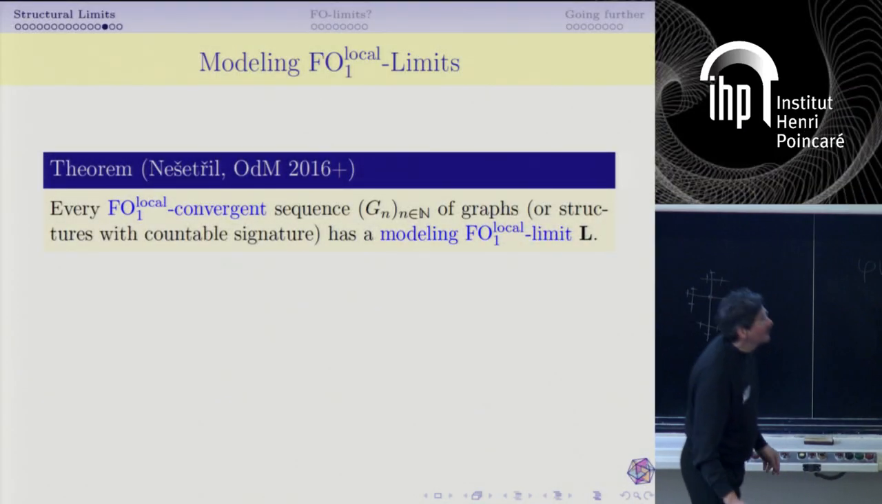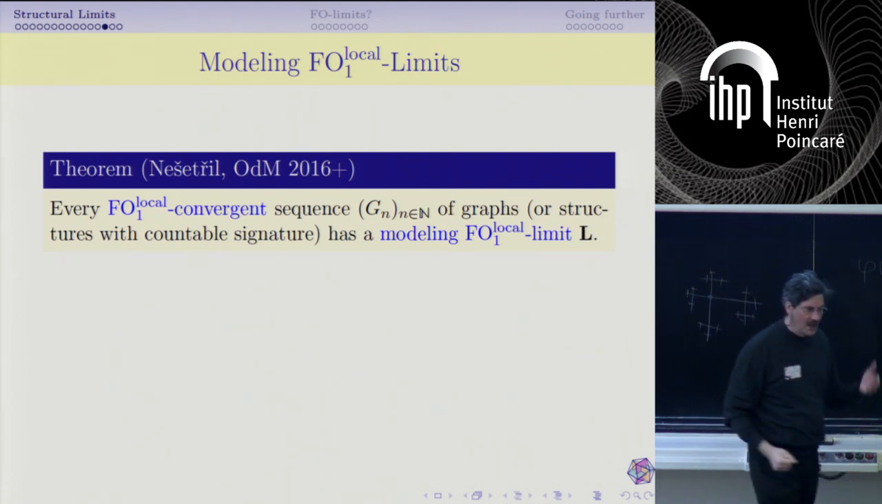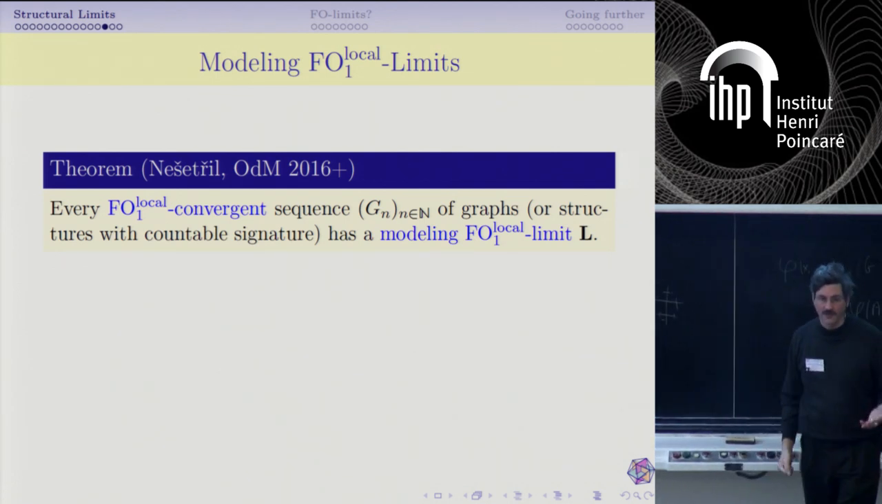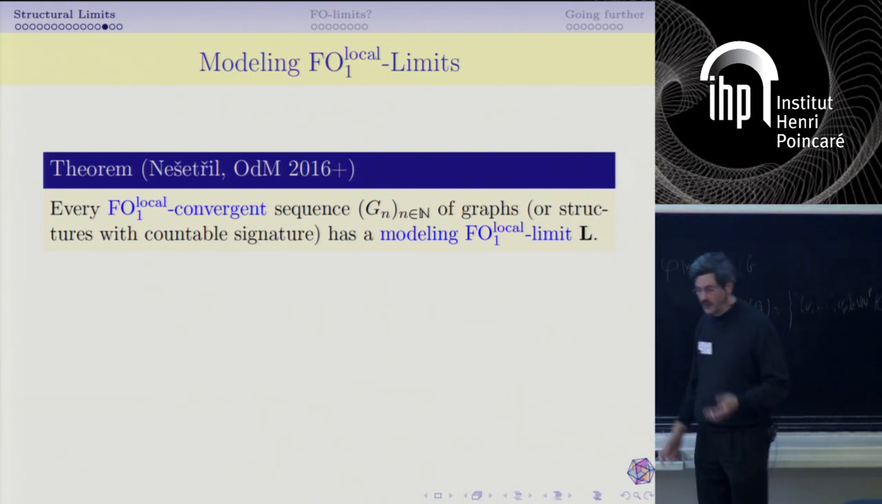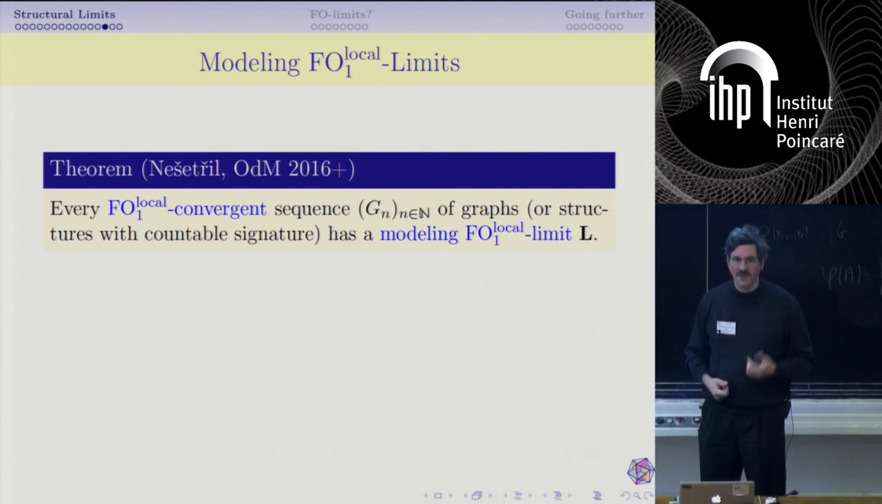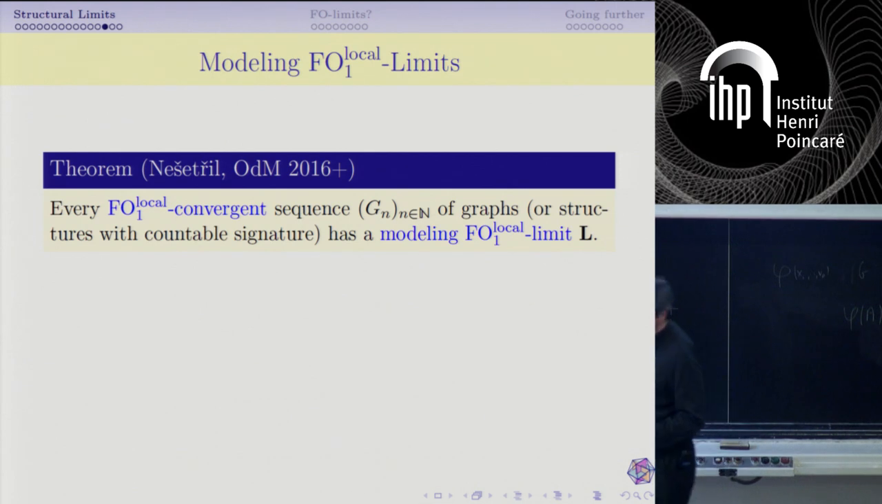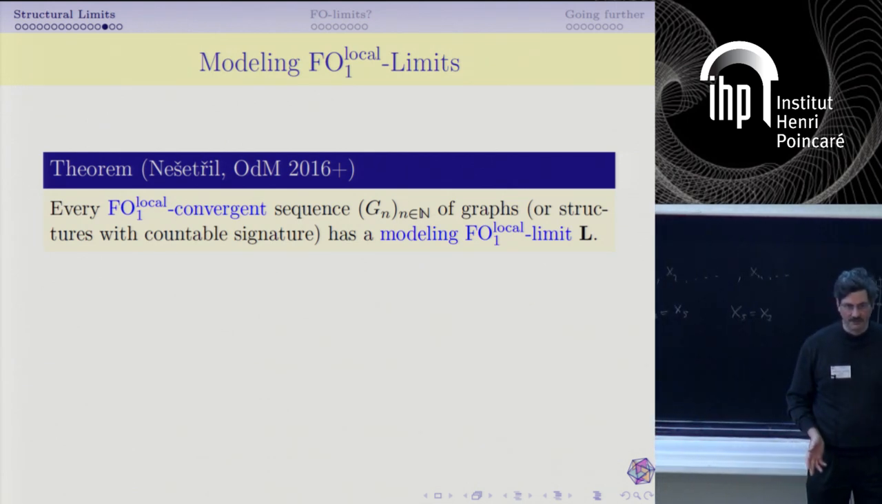So the first theorem is that if you take any FO1 local convergent sequence of graphs, then you can construct a modeling that will be the FO1 local limit of the sequence of graphs. And here there is no question of sparsity or density.